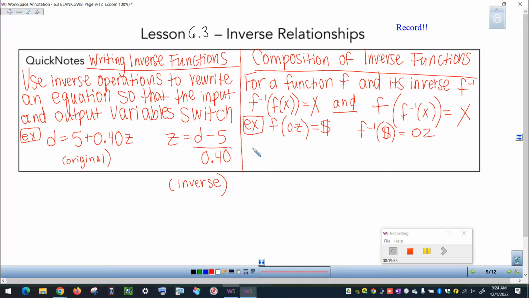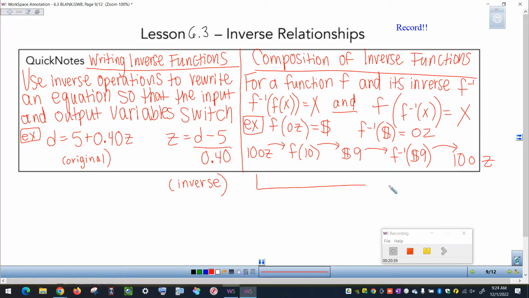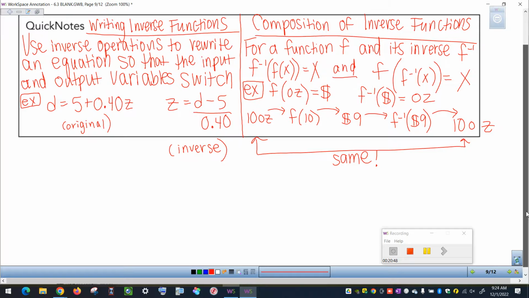And then to think of another visual of the steps that we're actually taking when we do the composition, it's like starting with 10 ounces, putting it into our f function, that outputted $9. Then we took the $9 and that became the input of the inverse. We did f inverse of $9, and the ending output was 10 ounces. So I'm just going to make a little note here showing, hey, that was really cool. The final answer we got is exactly the same.